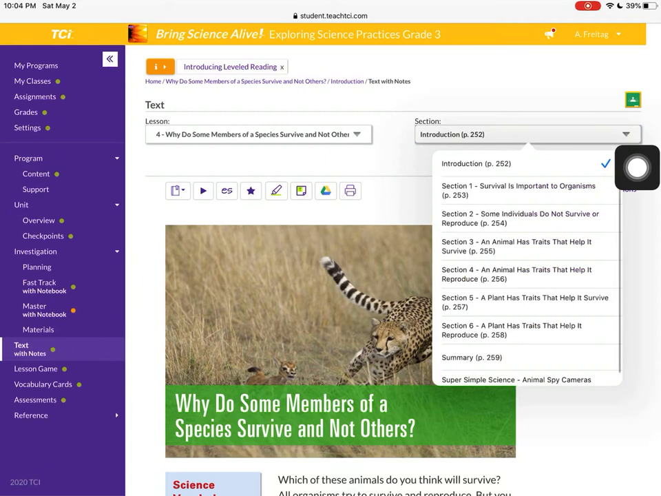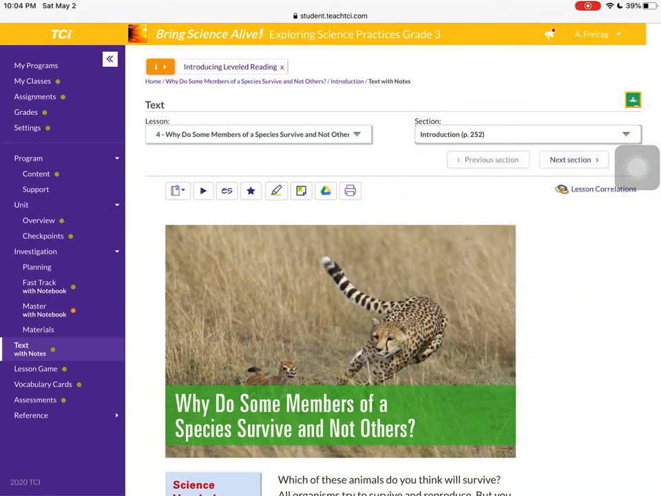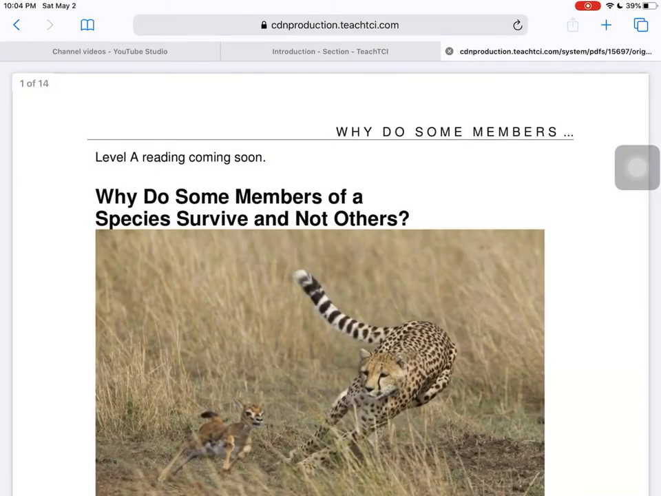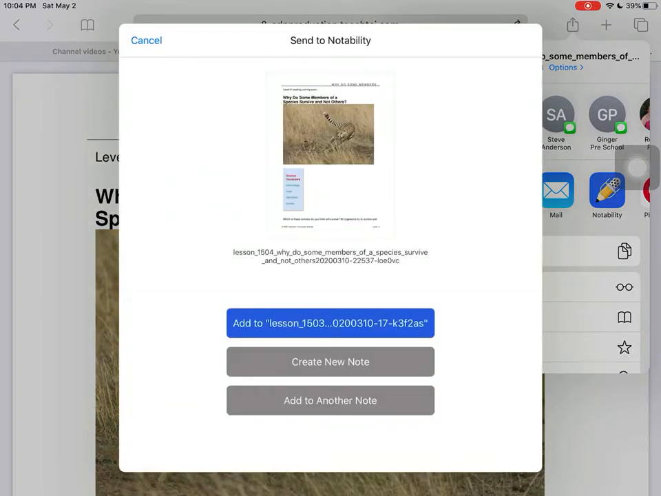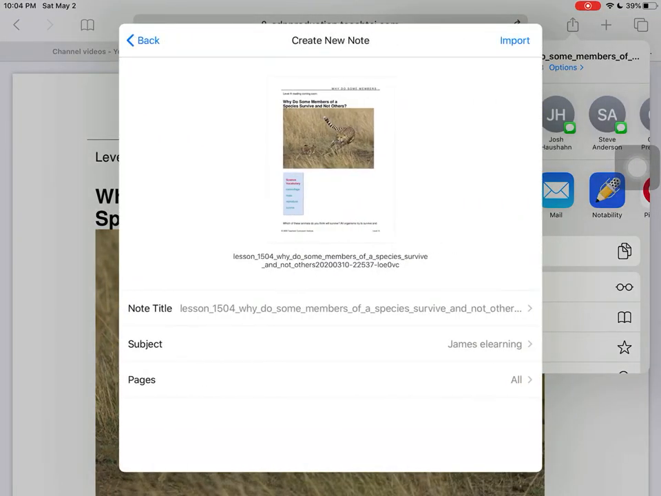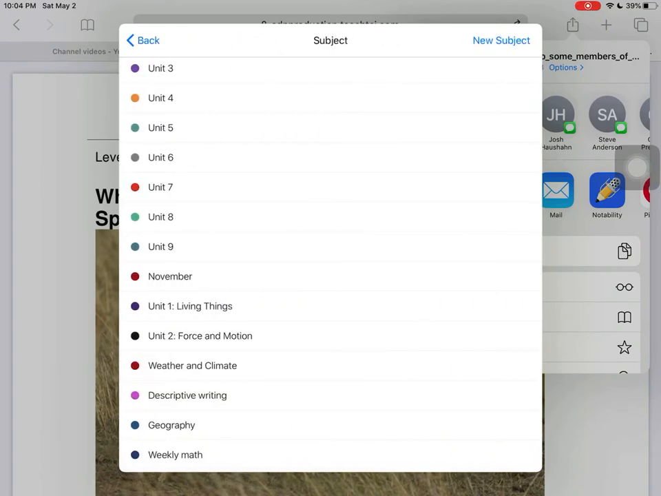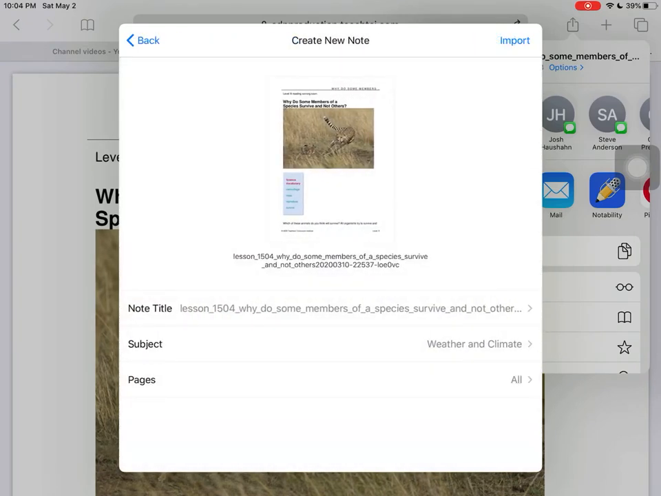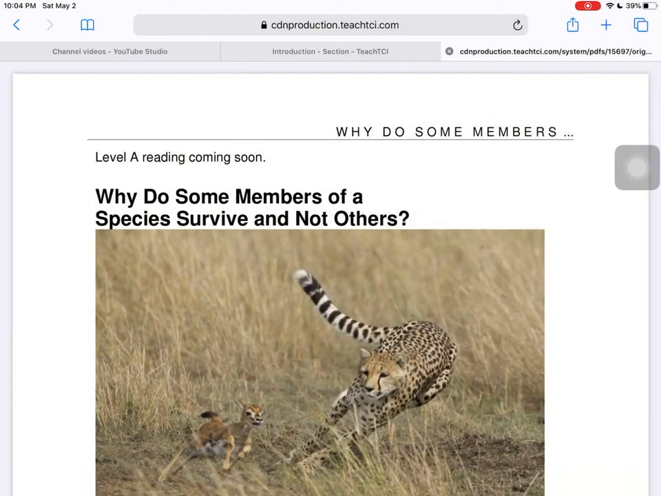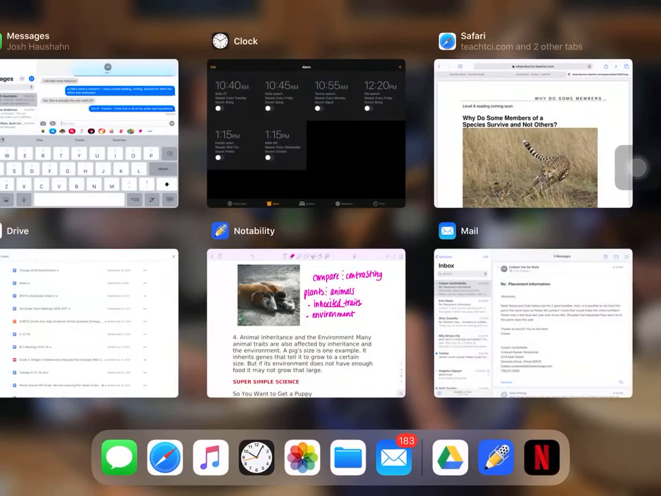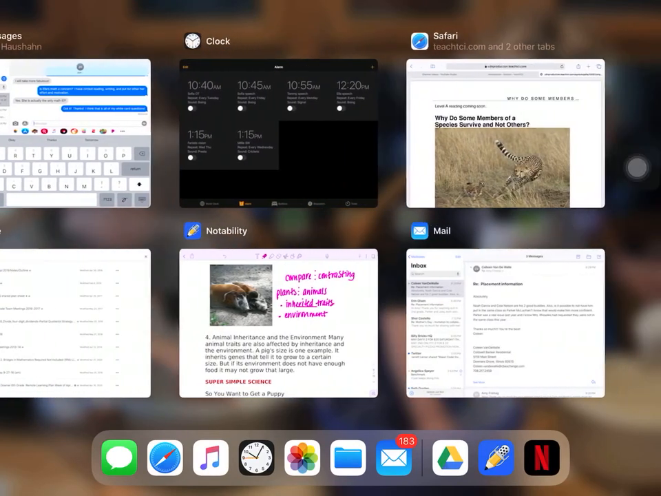You can go ahead and click on the section box and go to section 1 if you so choose to do so in TCI. I'm going to actually click on the printer icon and send this to Notability so I can annotate. This is totally up to you if you would like to do that as well. It is totally your decision. But as usual, you will have to head back to TCI to complete the check for understanding.